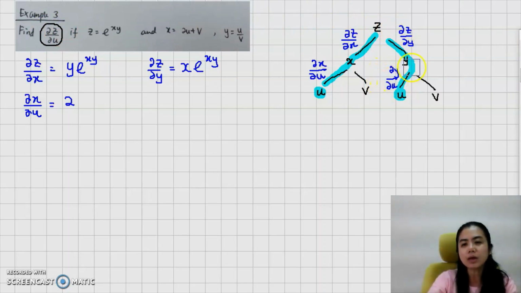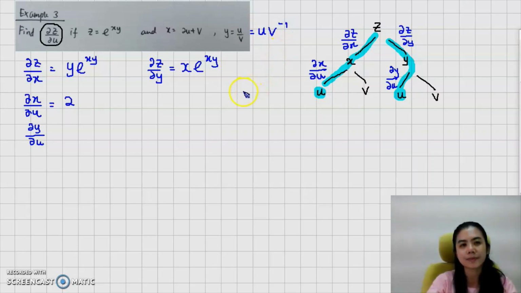That is ∂y/∂u, which we get from here. In order to differentiate, try to rewrite it in a way that is easy for you to do the differentiation. So u over v can be thought of as u times v to the power of minus 1.